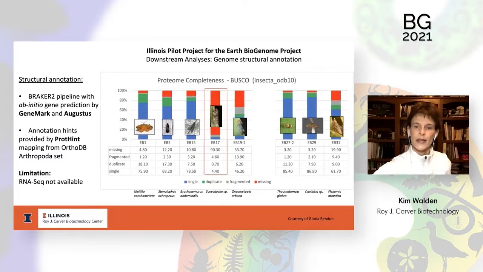We annotated the assemblies using the BRAKER2 pipeline with ab initio gene prediction using GeneMark and Augustus. In lieu of RNA-seq data, we opted to provide annotation hints with ProtHint using the arthropod orthologs from OrthoDB. The BUSCO completeness scores for the predicted proteins are quite good for most of the samples, given the absence of RNA-seq data.